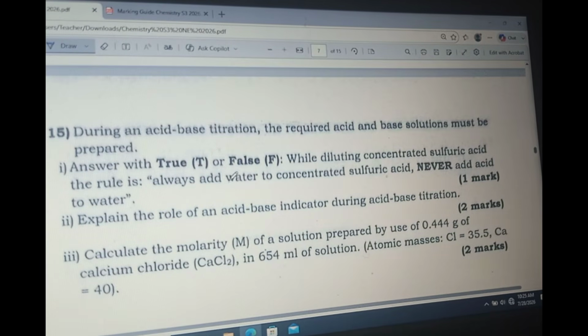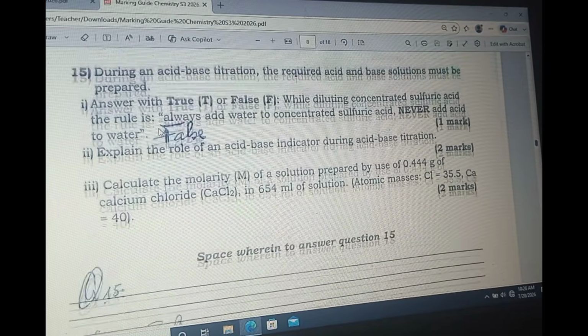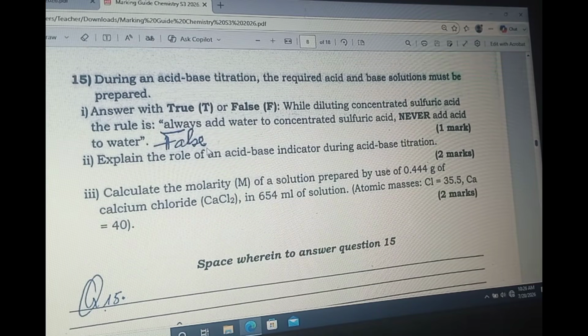Okay, let's continue to question 15. During acid-base titration, the required acid and base solution must be prepared. Answer with true or false. When diluting concentrated sulfuric acid, the rule is always add acid to water... no, always add water to... the rule is to add the concentrated sulfuric acid to the water, never water to the acid. Okay, so the first statement is not correct.